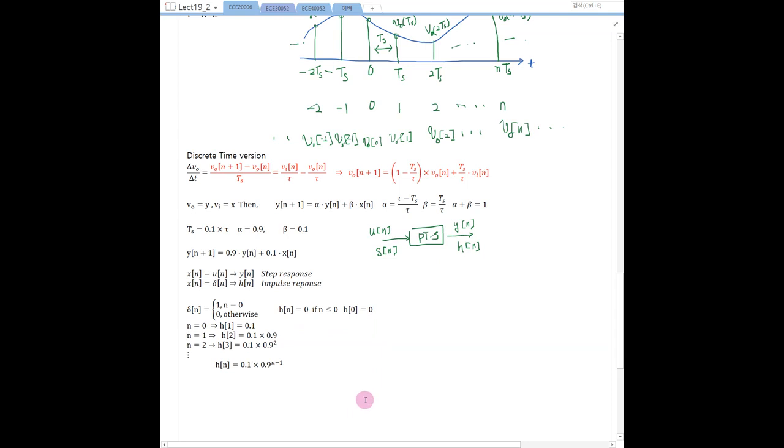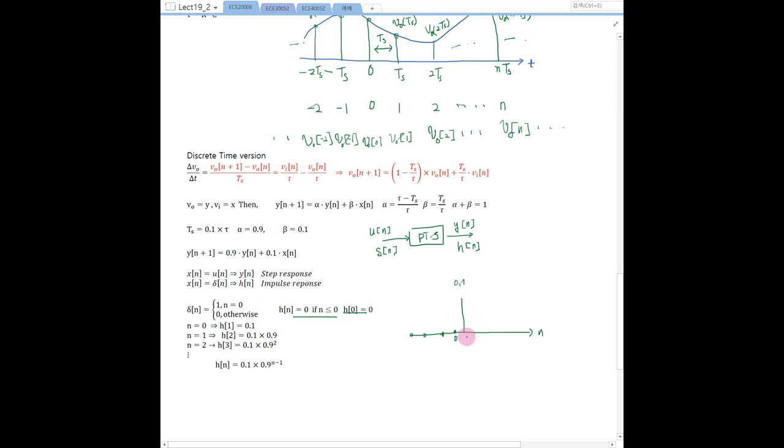So if you plot the response, it looks like this. This is the sequence n. Oh, sorry, n equal 0 is 0. N equal minus 1 is also 0. So all the way down is 0. But n equal 1 is 0.1.